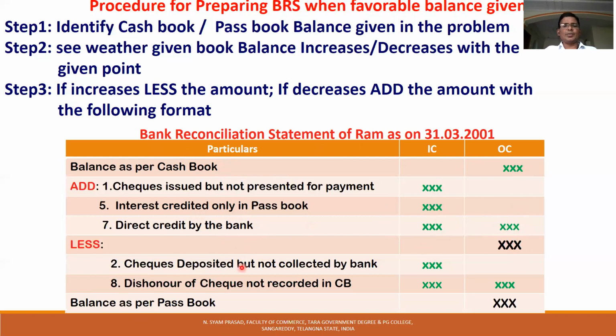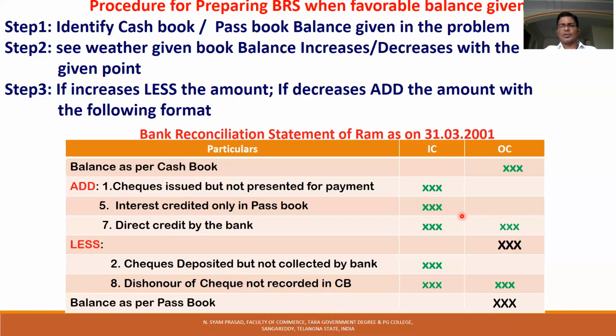Next, checks deposited but not collected. Whenever checks are deposited but not collected, you know very well, cash book balance increases. When cash book balance increases, you have to less the amount. Dishonor of checks. When checks are dishonored, automatically you know very well, they are going to debit passbook. You have to debit the passbook. Passbook balance decreases, cash book balance increases, and when cash book balance increases, you have to less the amount.